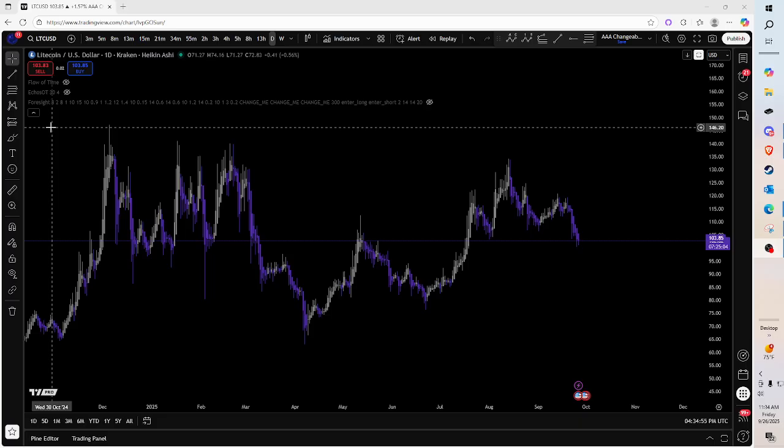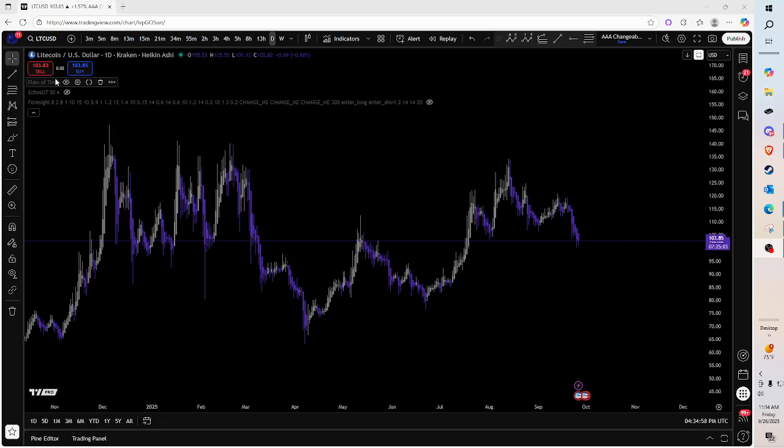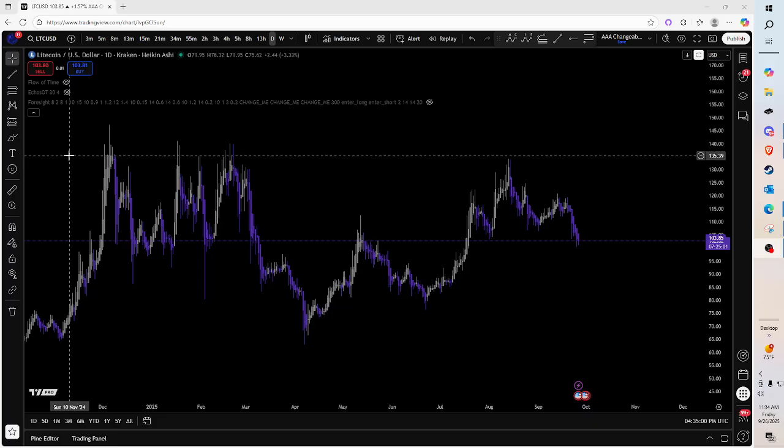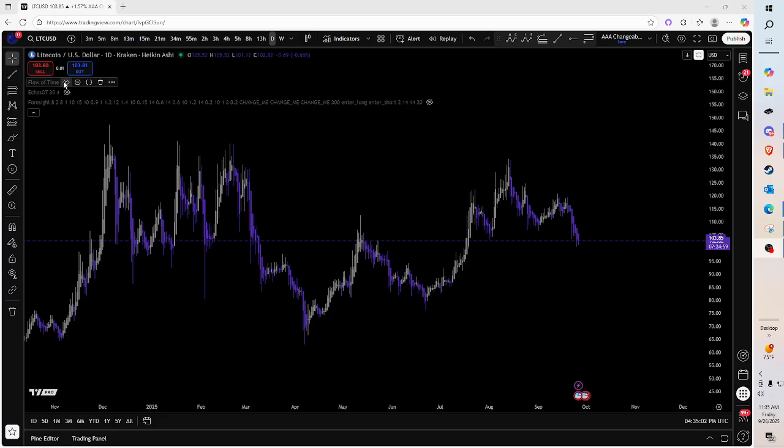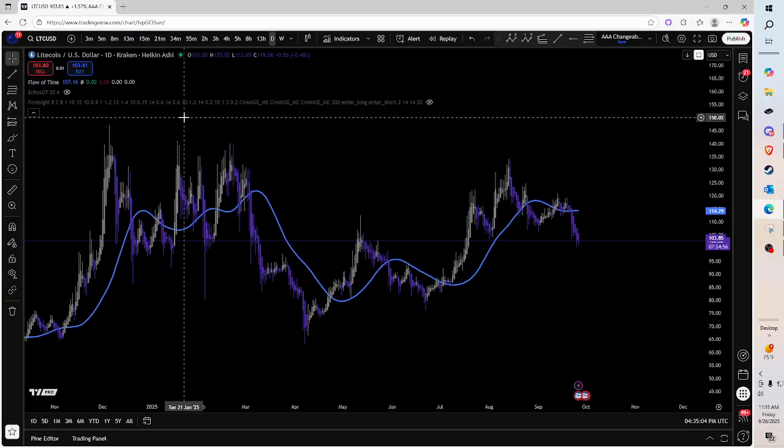Okay, so if we get started, the first thing we're going to look at is the indicator called the Flow of Time. Now, this has multiple parts. I've only loaded in one currently, and I'll try to get through these quickly to keep the video short.